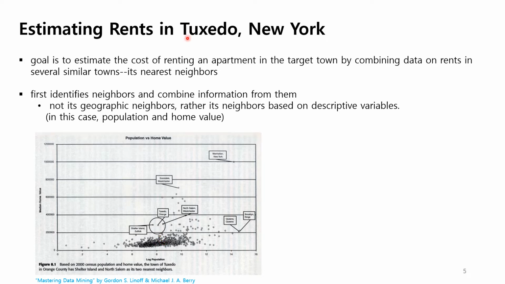And the target city, Tuxedo, is here. And then suppose we choose two neighbors. Then we have two neighbors here, which is Shelter Island, and the second one is North Salem. So these two are the neighbors of Tuxedo City. So now we have chosen two neighbors. Then based on these two neighbors, we're gonna make a decision about Tuxedo City.